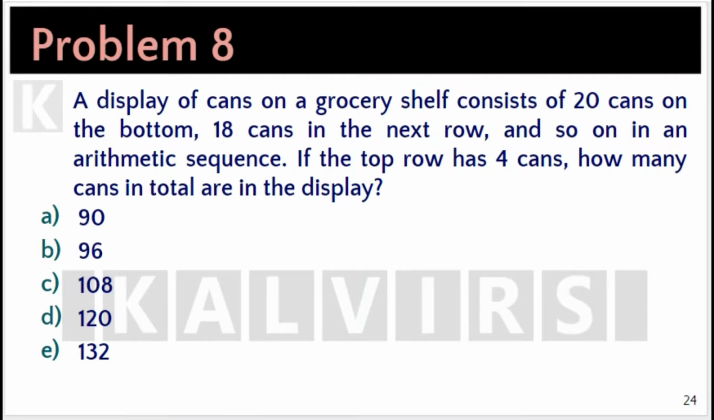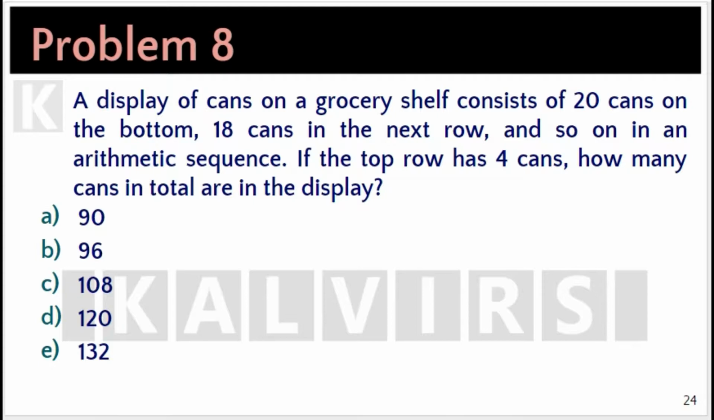Cans on the grocery shelf consist of 20 cans on the bottom, 18 cans in the next row, and so on in an arithmetic sequence. If the top row has 4 cans, how many cans in total are in the display?